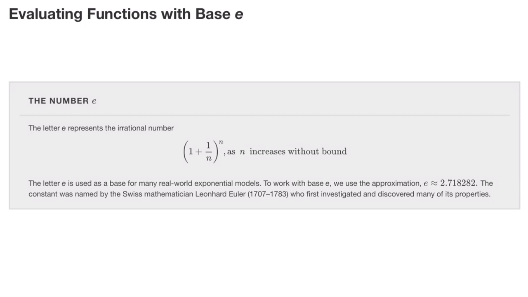But we have this expression for E because it has this unique property that comes out in calculus. The letter E is used as a base for many real-world exponential models. To work with base E, we use the approximation 2.718282. The constant was named by the Swiss mathematician Leonhard Euler, who first investigated and discovered many of its properties.